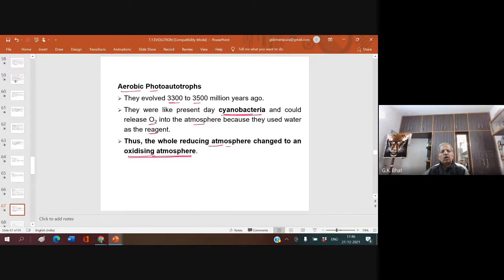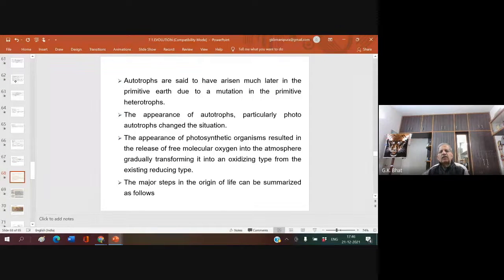This was possible only because of the development of a chlorophyll-like pigment, which enabled these organisms to trap solar energy. This made photosynthesis possible, and gradually you could see the release of oxygen, transforming the reducing atmosphere of the Earth into an oxidizing atmosphere. Autotrophs are said to have taken origin much later in the primitive Earth due to mutation in the primitive heterotrophs. This is another turning point. Some natural mutation took place, resulting in autotrophs, self-nourishing. The appearance of autotrophs, particularly photoautotrophs, changed the situation.